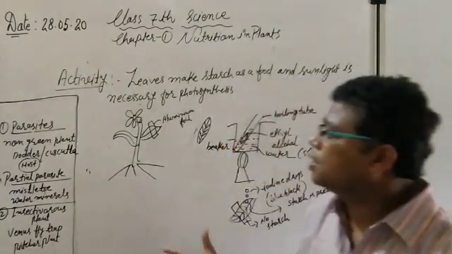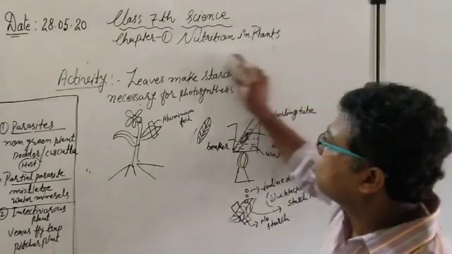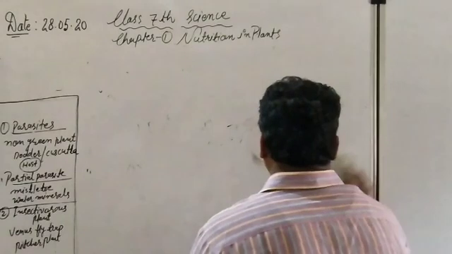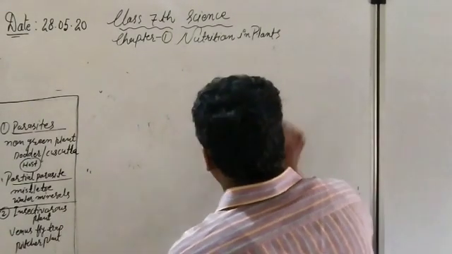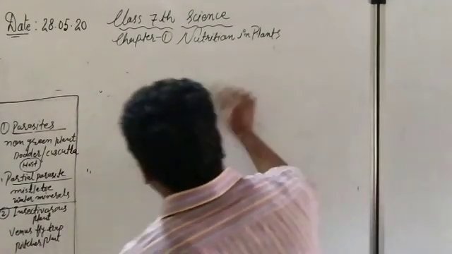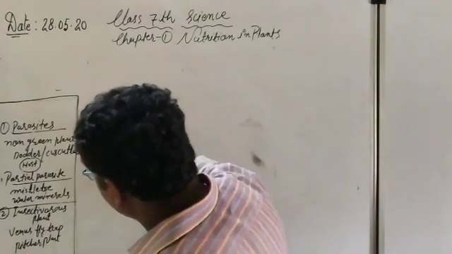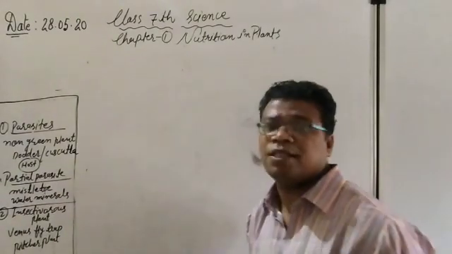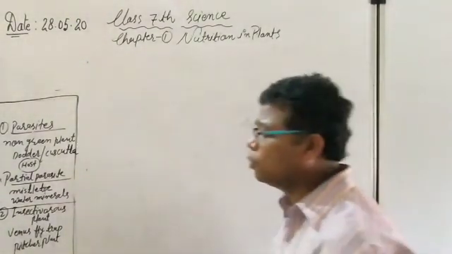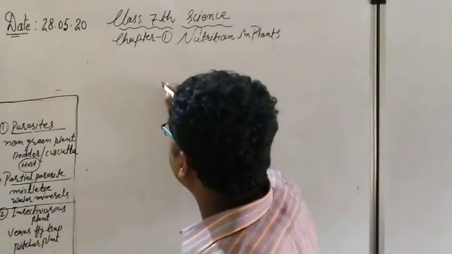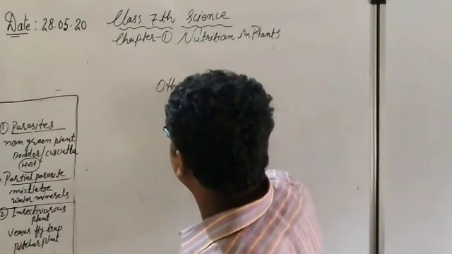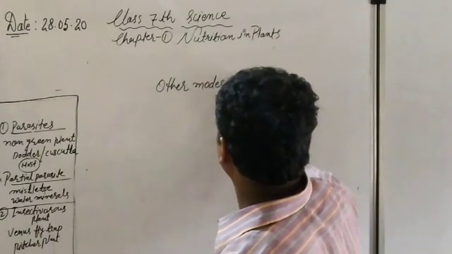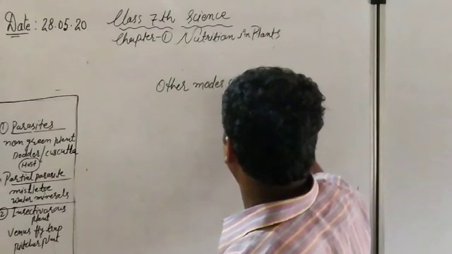Okay, our next thing: this is all about the autotrophic mode of nutrition. We have covered so far the autotrophic mode of nutrition, where we have seen how the green plants make their food, and with the help of the activity we have also understood how the sunlight is necessary for photosynthesis. Our next topic is the other modes of nutrition for the plant.